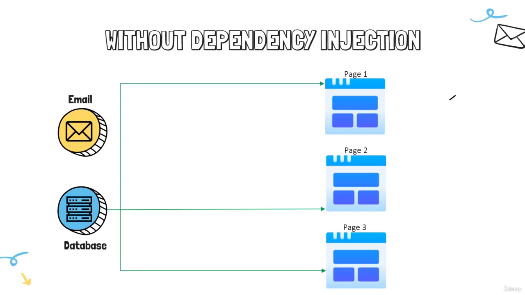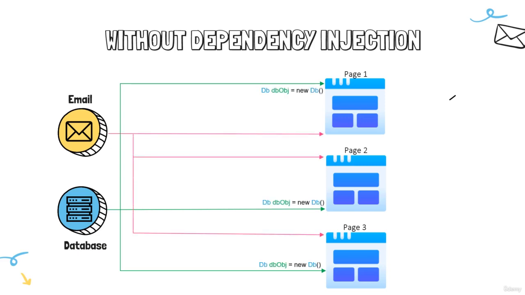We will have to open that connection, we will have to do the database operation, and then we will have to close the connection in all the places. To do the same and create object for email implementation that we have in all the 3 pages. So you can see this is a lot of duplicate code.